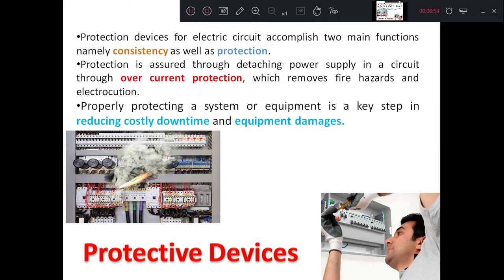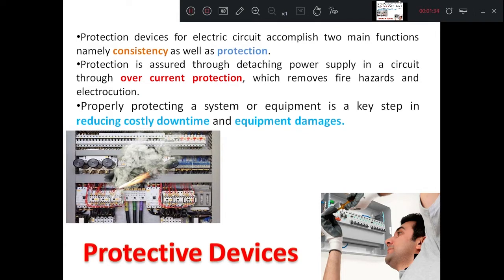The protective device for electrical circuits has two main functions. One is called the consistency, and the second one is the protection. The consistency means you have to give a reliable electrical supply to the consumers without interruption. Therefore, in the event of a fault, the circuit should be protected against accidental changes in the system, abnormal conditions such as short circuit, overloading of equipment, or abnormal variation of the voltages. It should be cut down so that we can protect the equipment in the system.